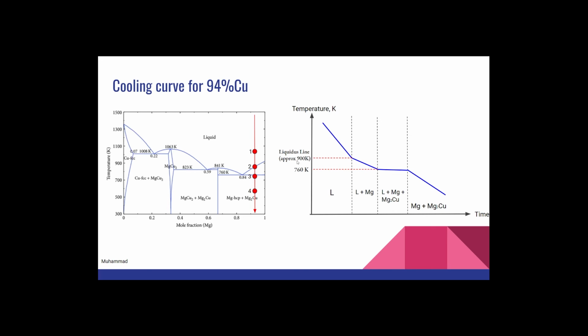So the cooling curve for 94% Cu is as follows. Upon reaching the liquidus line at around 900 Kelvin, the energy is used to form Mg, and then you can see that upon reaching 760 Kelvin, which is the solidus line, it becomes constant here to form a lamellar structure. So the composition can be seen under the cooling curve: liquid plus Mg, liquid plus Mg2Cu, and then finally it is just Mg plus Mg2Cu.